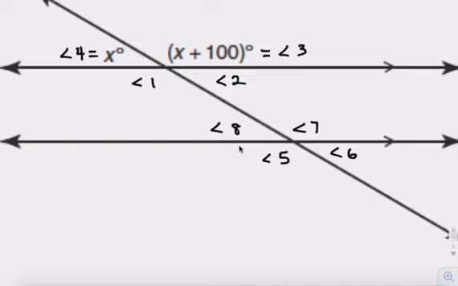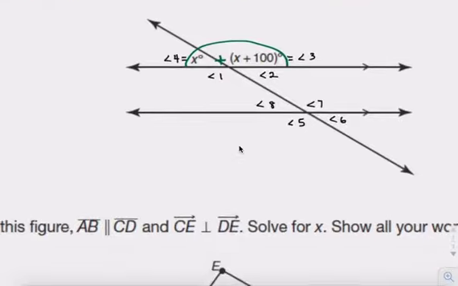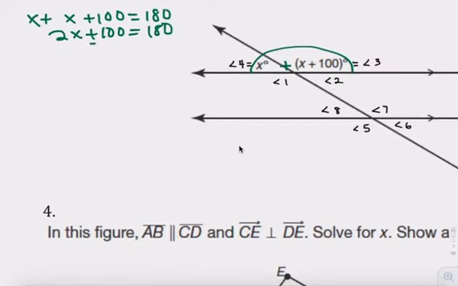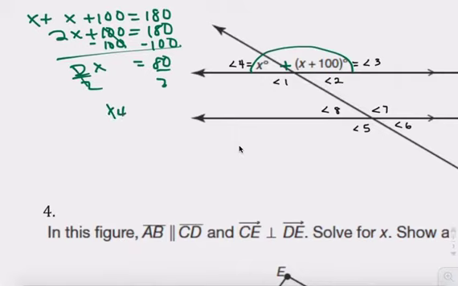Okay, now same side exterior angle has to equal 180 degrees. So let's find what x is. X plus 100 equals 180 degrees. So 2x plus 100 equals 180 minus 100. 2x equals 80. Divide by 2. X then is 40 degrees.